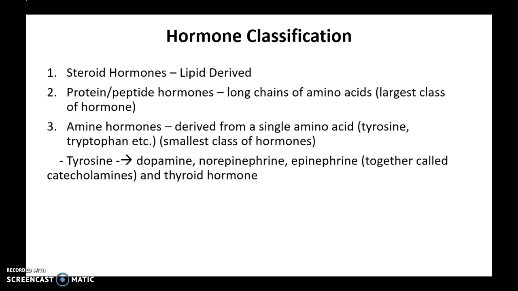All right. So, three types of hormones. Steroids, which are always lipid derived. Then we talked about proteins and peptide hormones, which are long chains of amino acids, and know that they are the largest class of hormones. We also talked about some hormones that are derived from a single amino acid. Those are called amine hormones. Examples include the catecholamines, which are derived from tyrosine, and thyroid hormone is also derived from tyrosine. Good?